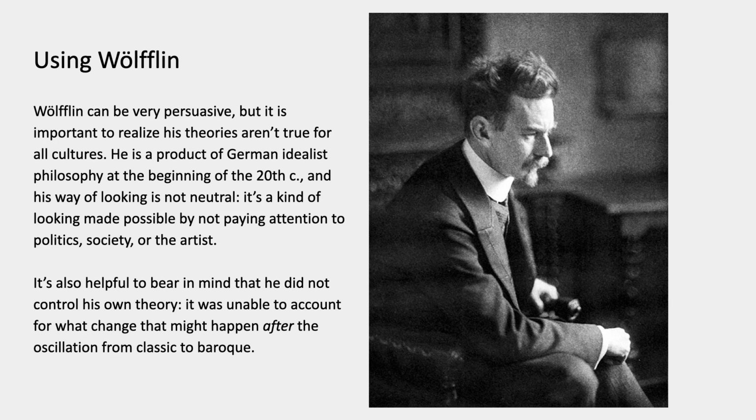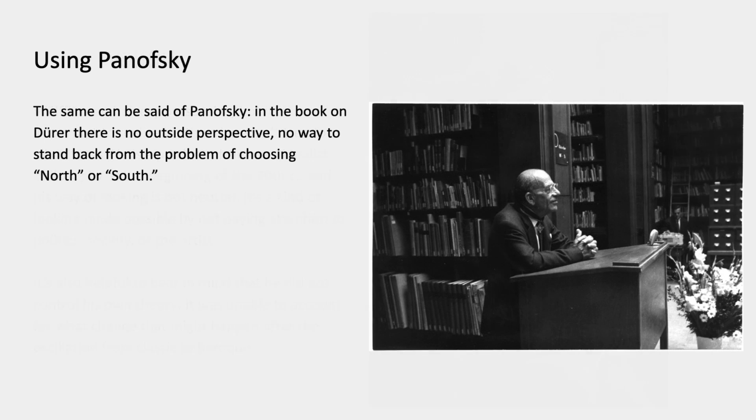And it's also helpful to bear in mind that he didn't really control his own theory. That deconstruction article I showed by this guy Marshall Brown is a good example of that. He couldn't really account for elements of his own theory. It didn't really have a structure that was stable. He couldn't really describe what might happen after an oscillation, why the oscillation happened to begin with, and so on. So it's more a descriptive theory than it is a predictive theory.